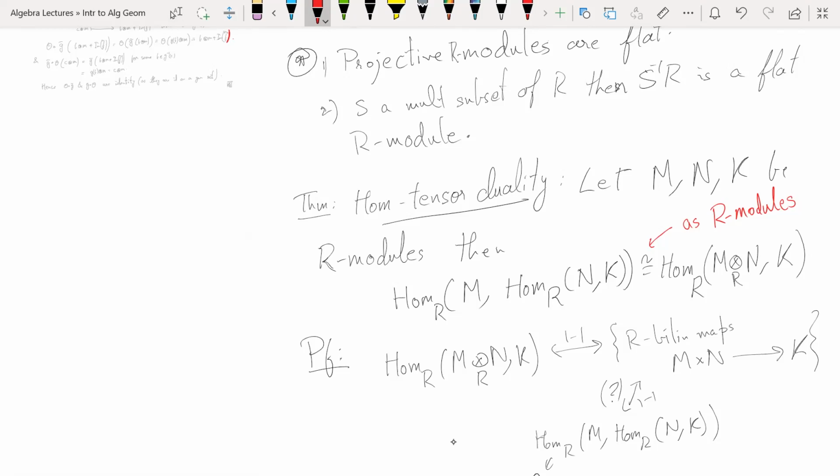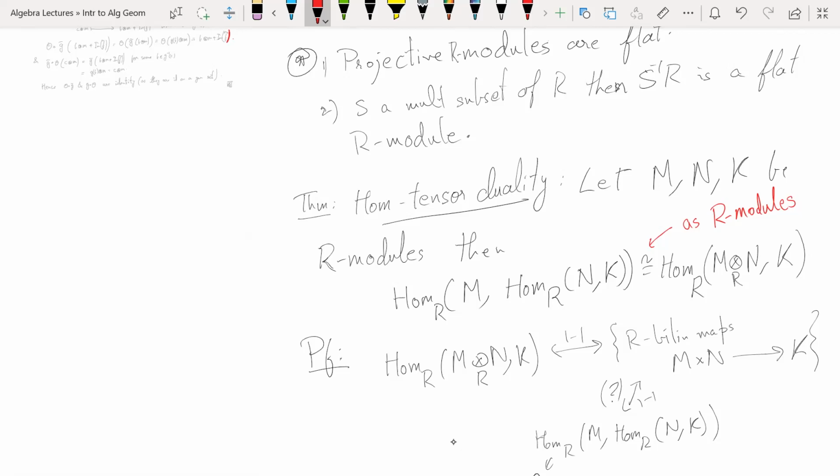Given a linear map, you just compose it with the structure map M cross N to M tensor N, and you get an R bilinear map. And given this R bilinear map, it induces a linear map which sends pure tensors to, which governs how pure tensors go anywhere in K, using this bilinear map. And then once you know how pure tensors go somewhere, you know where every element goes, because pure tensors sort of generate the whole module.